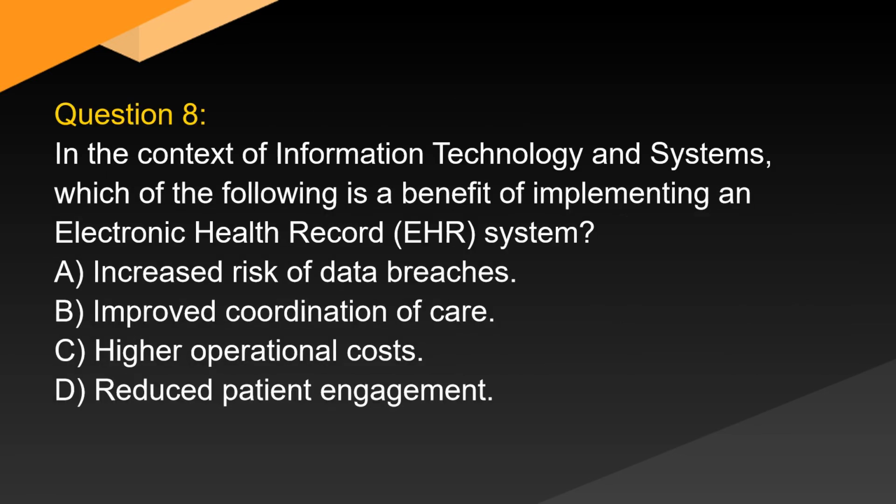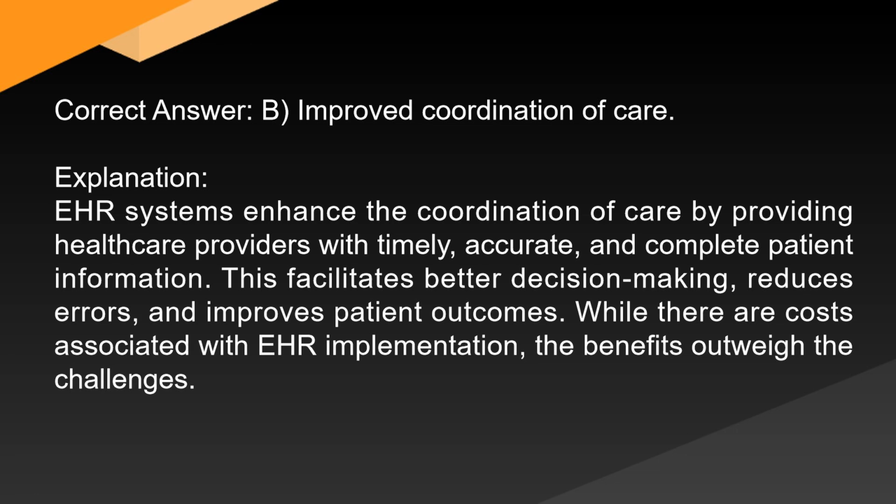Question 8. In the context of information technology and systems, which of the following is a benefit of implementing an electronic health record (EHR) system? A. Increased risk of data breaches. B. Improved coordination of care. C. Higher operational costs. D. Reduced patient engagement. Correct answer: B.